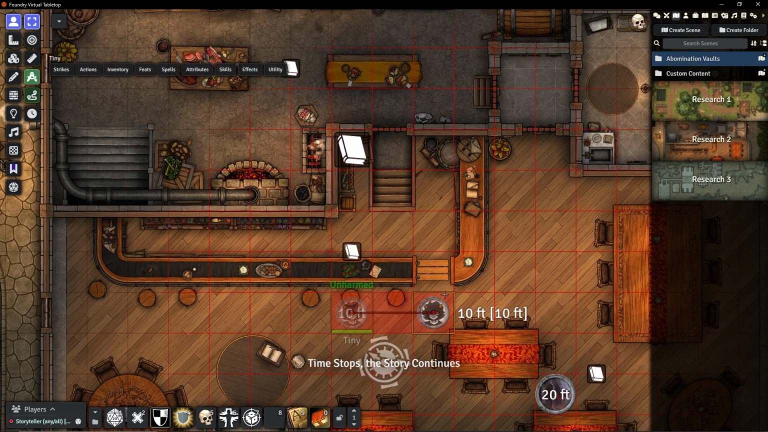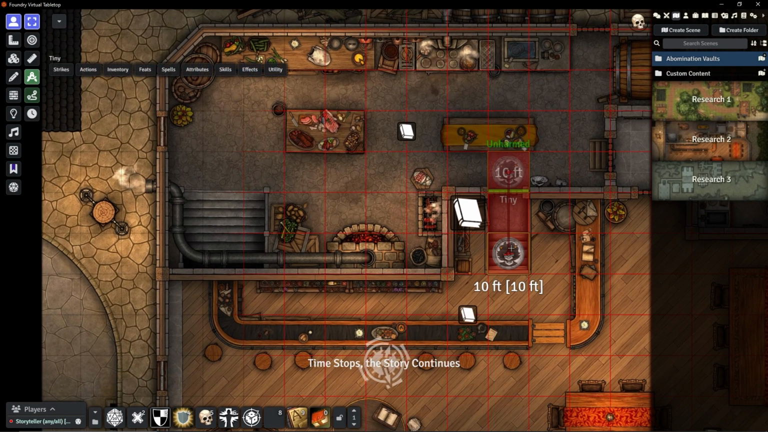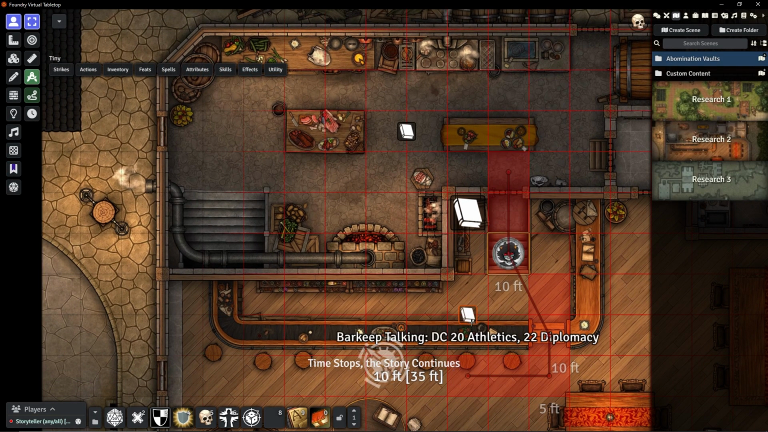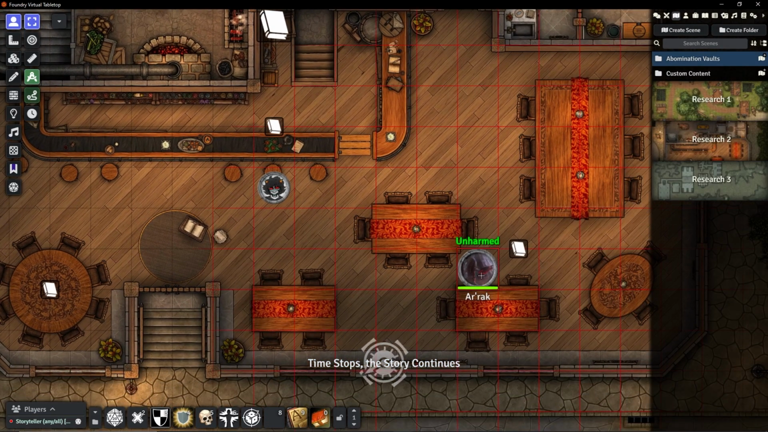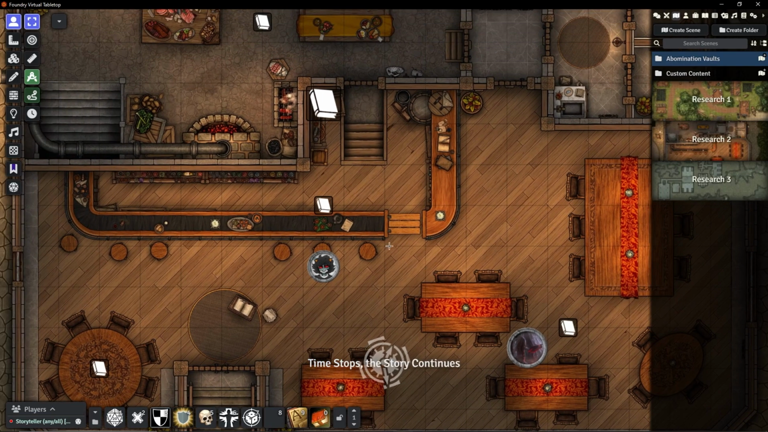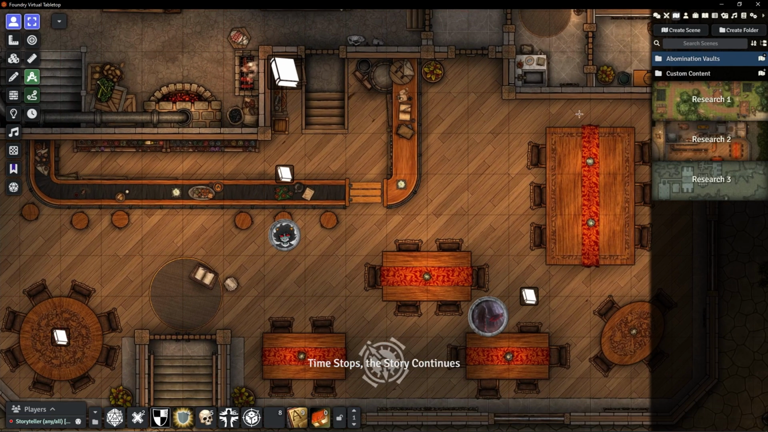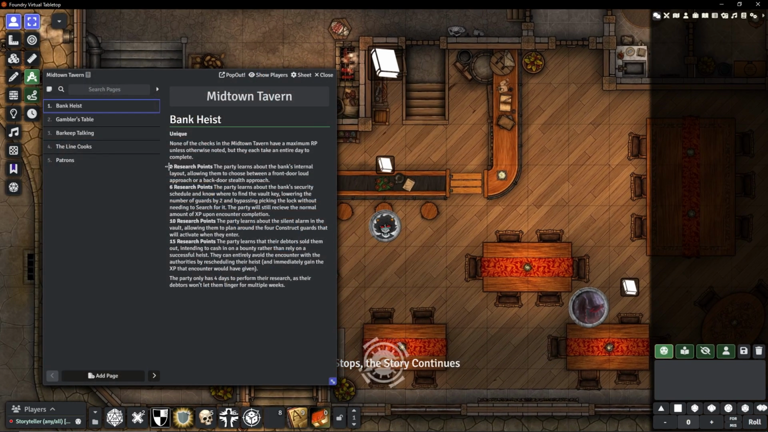Tiny is going to go ahead and introduce himself to the line cooks, causing them to simply become unfriendly before returning back to the barkeep to talk for the day. Arak and Tiny are both going to just spend the rest of the day talking, and that will be their day 1 research. They'll pass the 2 research point threshold, which causes them to learn about the bank's internal layout.